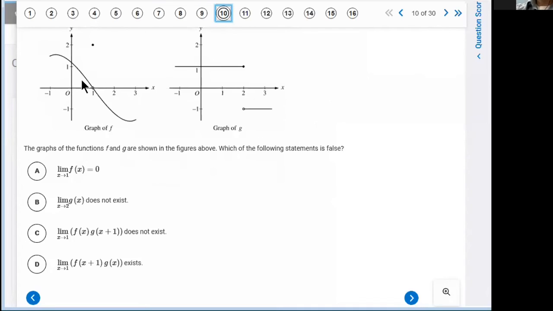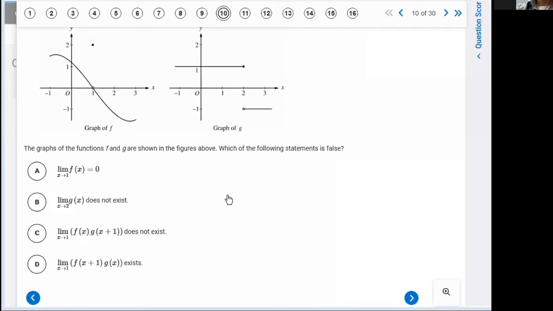Left graph, this is f. This is what f looks like. Right graph, this is what g looks like. Great. So let's see which of these statements will be true. Oh, sorry, which statement is false? The graphs of the functions f and g are shown in the figure above. Which of the following statements is false?